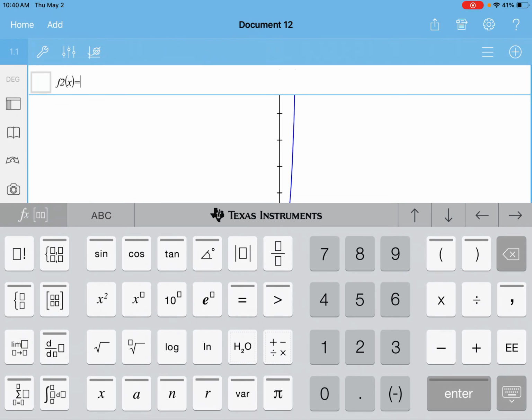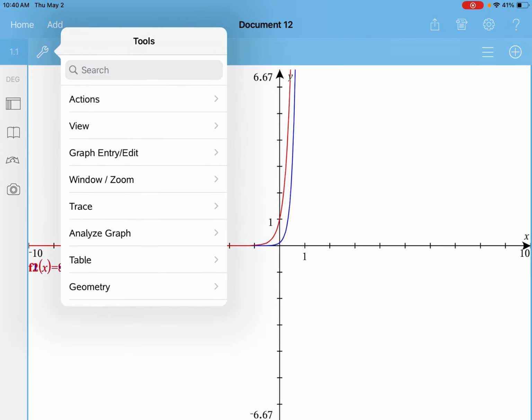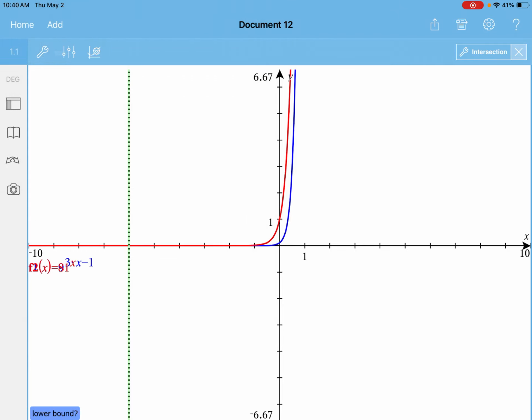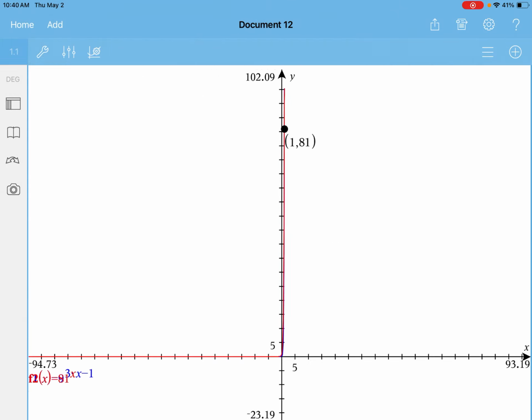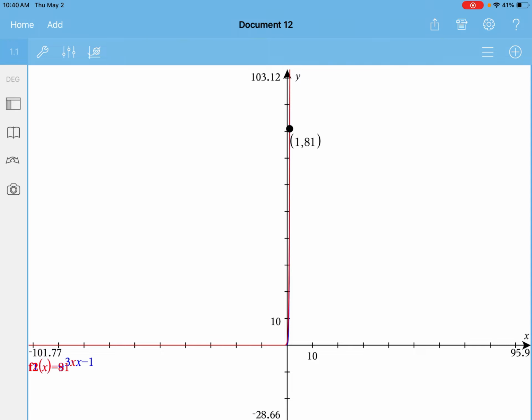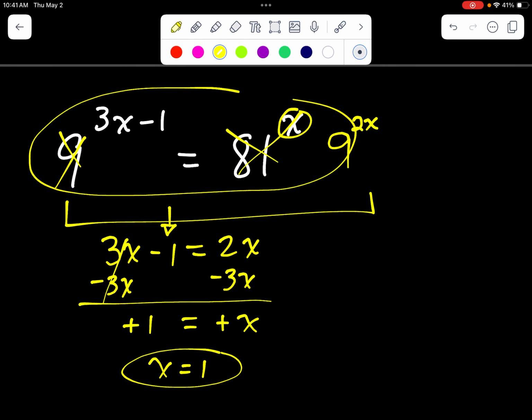We're going to add another graph. This time we're going to type in the right side of the equation, which was 81 to the x power, right? And I'm looking at where these intersect. So I'm going to analyze graph and calculate an intersection. And you can see right here that they intersect at 1, 81. I only want the x value. The x value of that intersection is 1. And if you go back to our answer choice right here, it was 1.